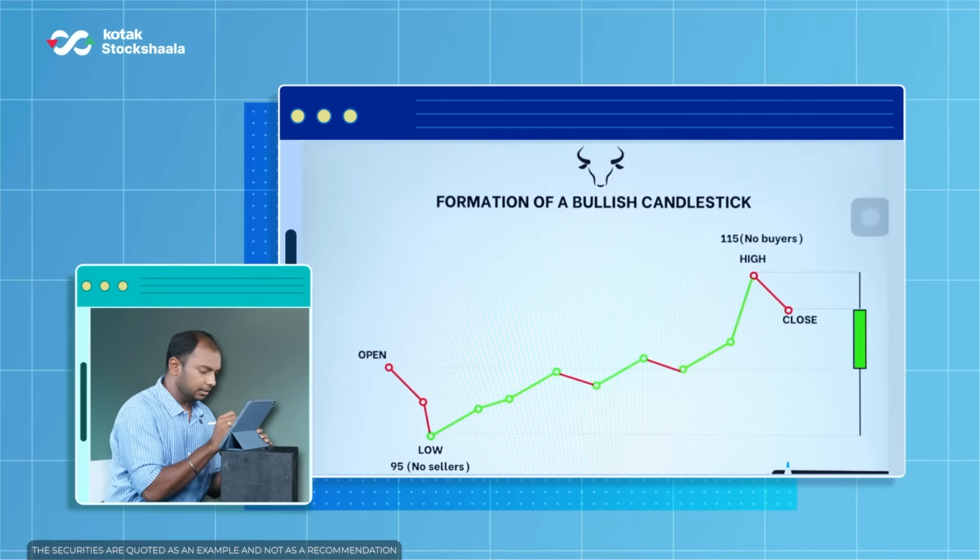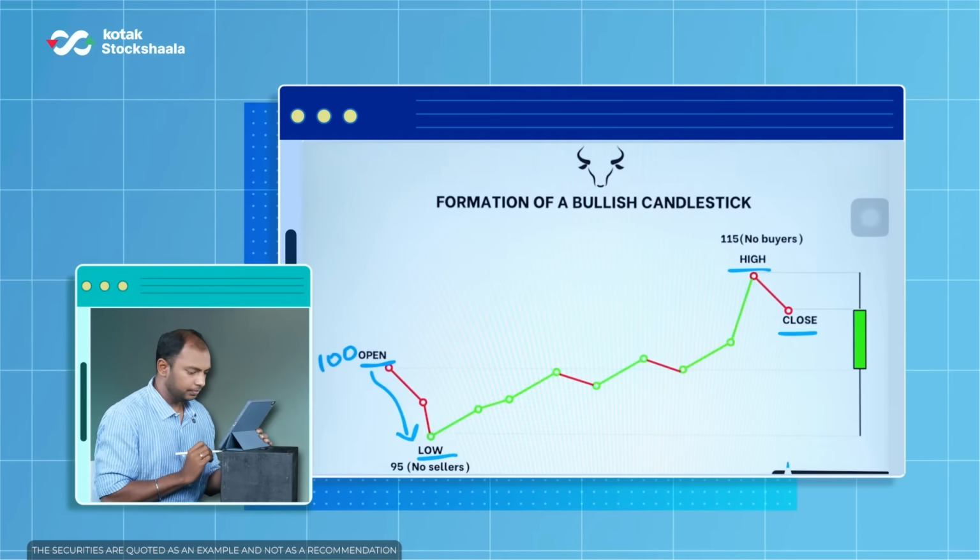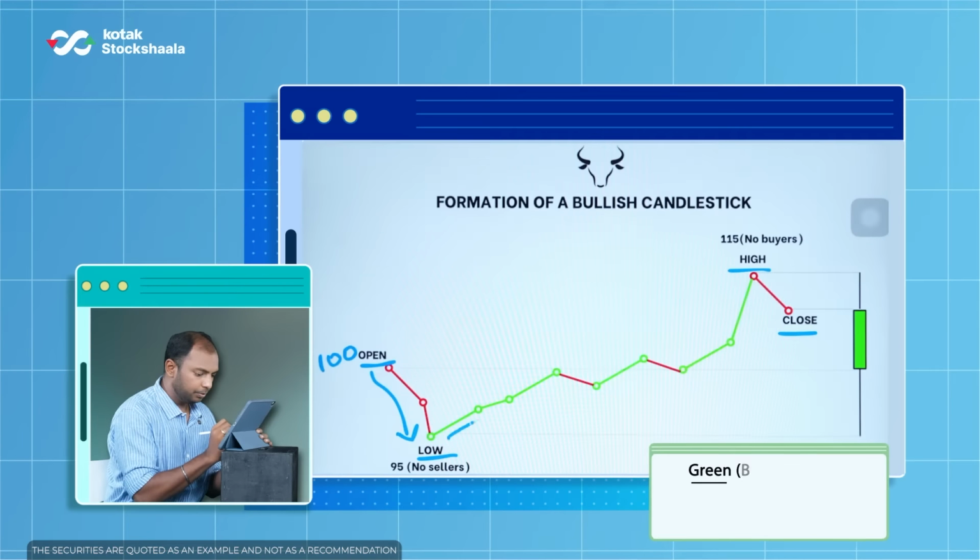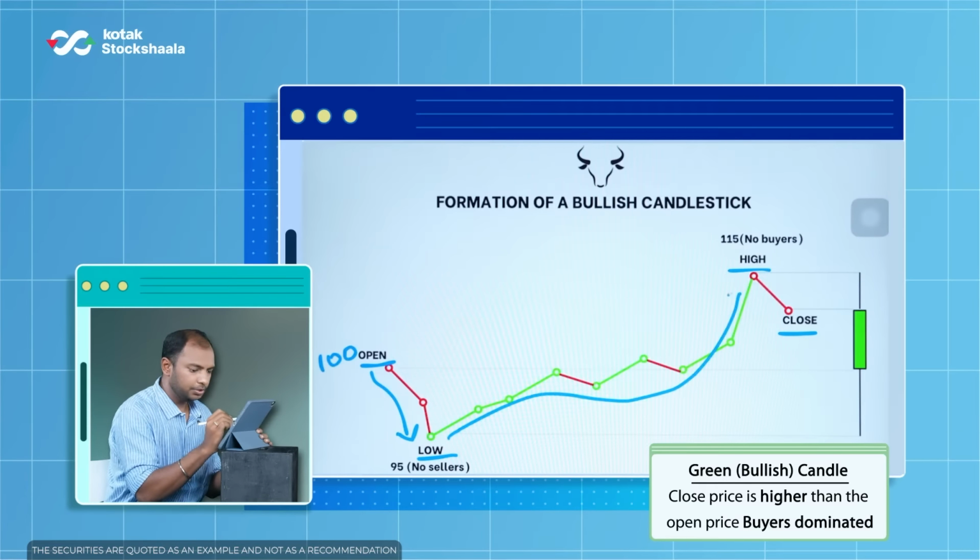Now we will understand the formation of a bullish candlestick. Let's head back to the whiteboard. As I mentioned earlier, there is an open price, a closing price, a high price, and a low price. Imagine the price was around 100 rupees when it opened in the morning, and as time passed, sellers took control and the price came down to 95, and somewhere during the day the bulls took control of the market and pushed the prices as high as 115.